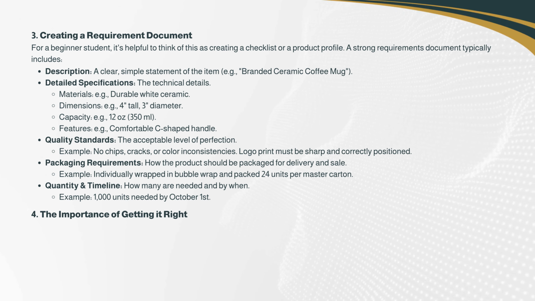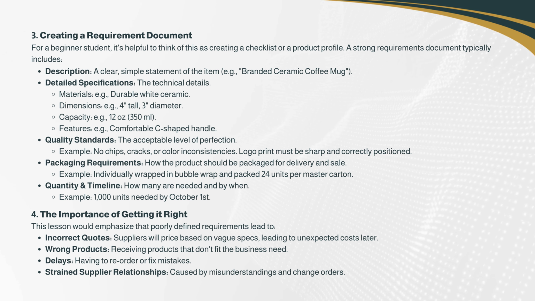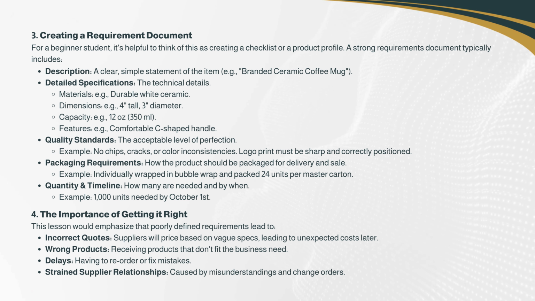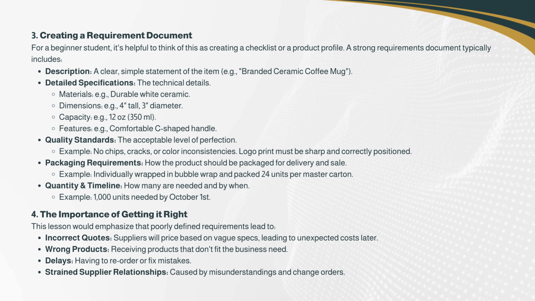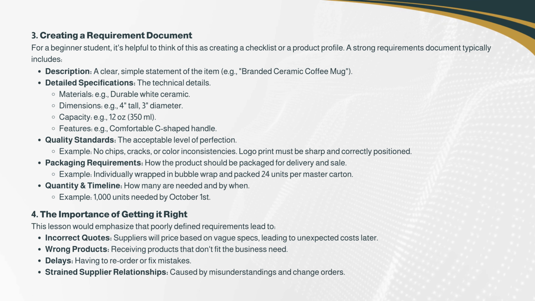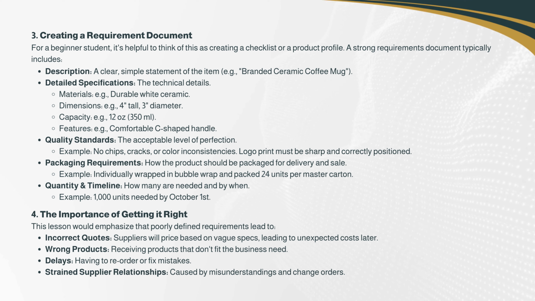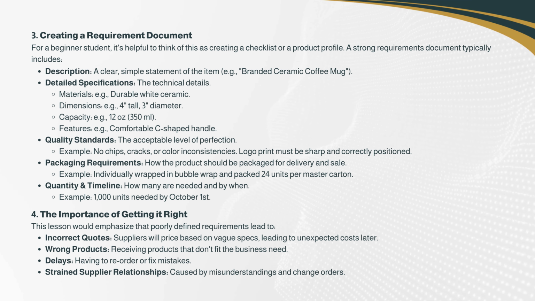4. The importance of getting it right. This lesson would emphasize that poorly defined requirements lead to incorrect quotes. Suppliers will price based on vague specs, leading to unexpected costs later. Wrong products. Receiving products that don't fit the business need. Delays. Having to reorder or fix mistakes. Strained supplier relationships, caused by misunderstandings and change orders.